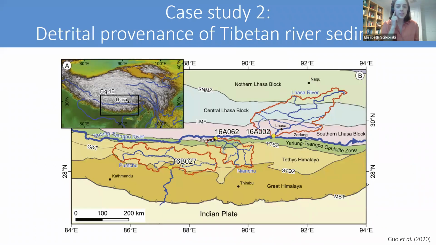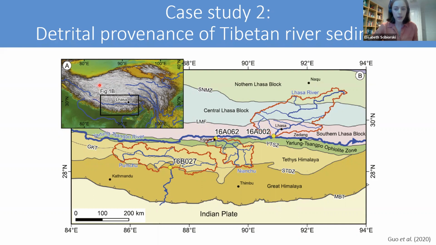Okay, so let's put these classifiers to use and work through a couple of case studies. This is a paper that was published in 2020 in Earth Science Reviews, where they analysed detrital zircon, titanite, rutile, and monazite from 3 tributaries of the Yarlung-Sangpo River in Tibet. And we're just going to focus on what the titanite can tell us today.